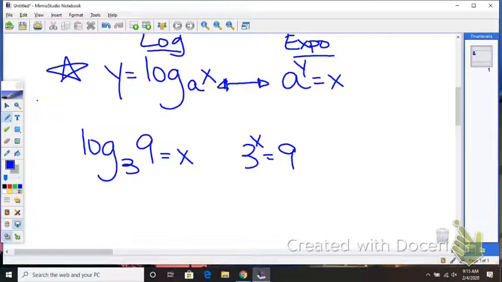We all know 3 to the what power equals 9? 2. 3 to the second power equals 9. So x is equal to 2. Is that the answer then? That's the answer.